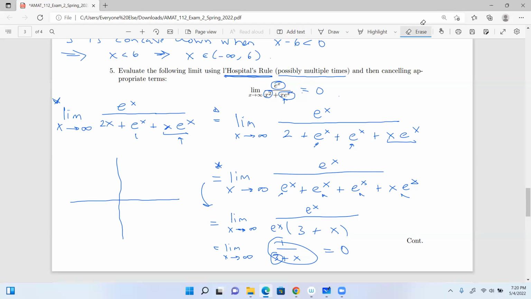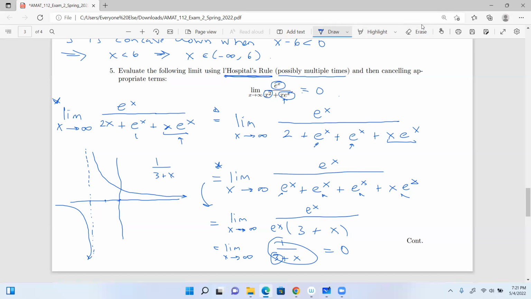So 1 over 3 plus x is going to be 1 over x shifted to the left 3 units. So we have this asymptote goes over 3 units. And then the graph of it looks something like this. And this is the graph of 1 over 3 plus x.